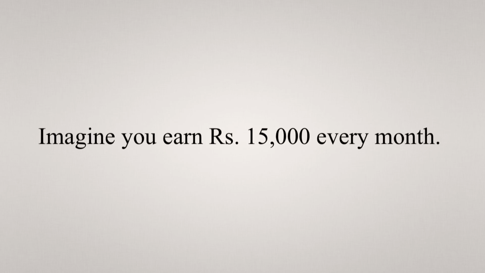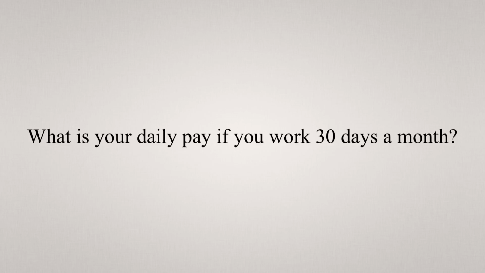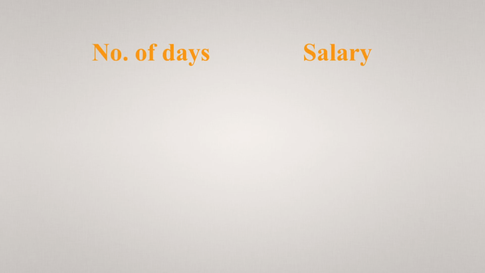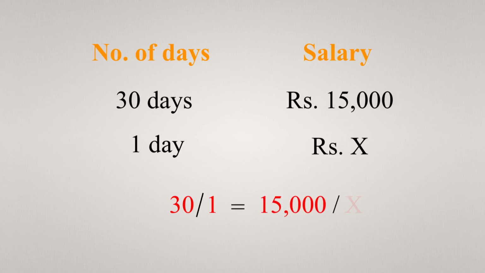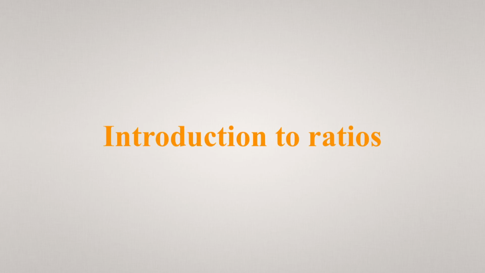Introduction. Imagine you earn 15,000 rupees every month. What is your daily pay if you work 30 days a month? Let us see how to write this down. So you are working 30 days, earning 15,000 in 30 days. So how much do you earn for one day? Let us say you earn X rupees. This can be written in proportion as 30 by 1 equals 15,000 by X. This chapter will teach you to set up problems like these and solve them. So enjoy. Introduction to ratios.